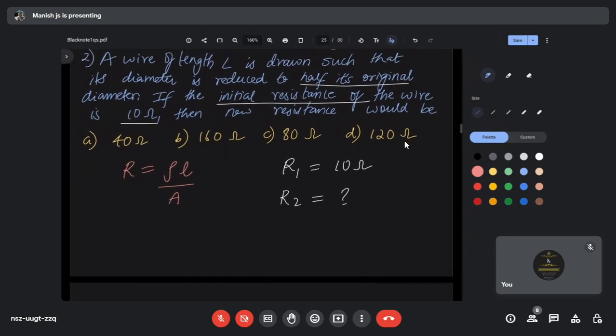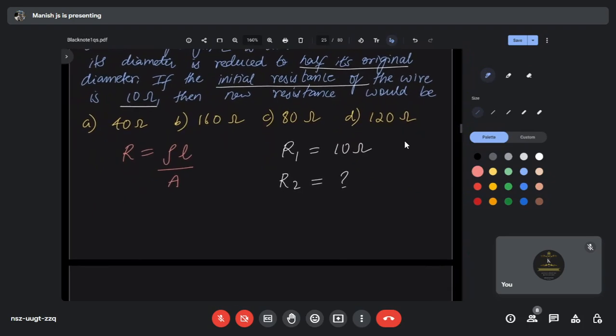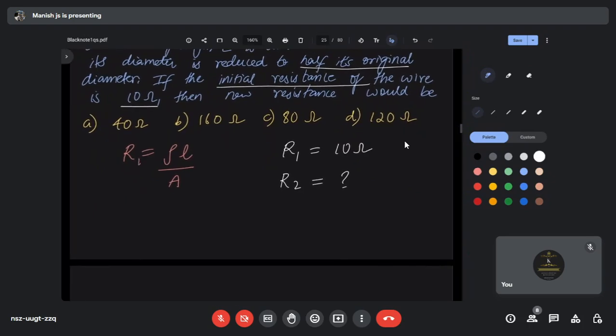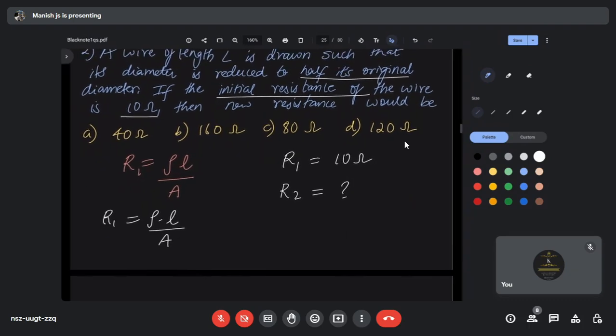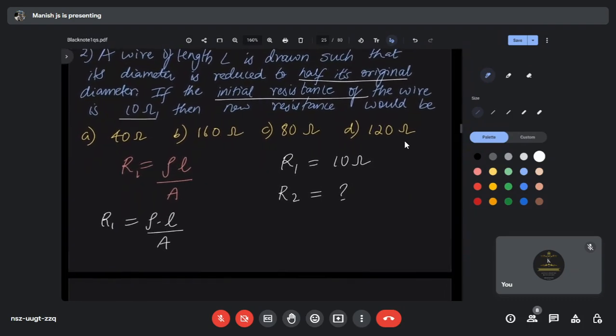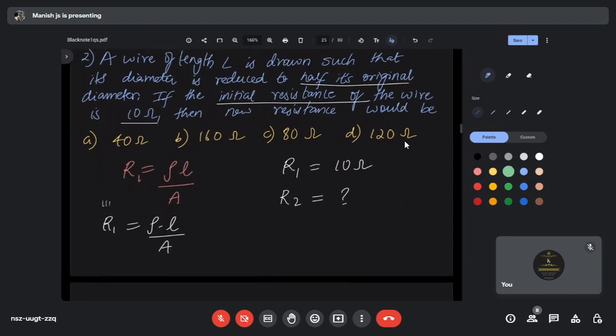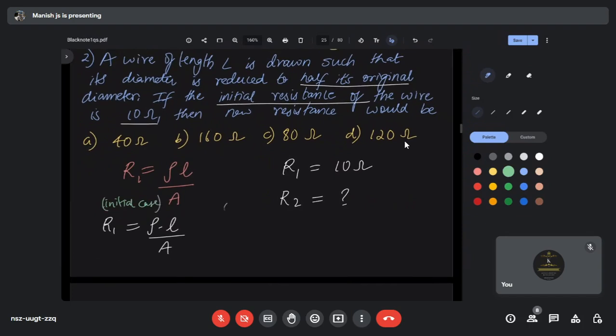Okay, so in the initial case, I have written the formula on the left side, look. So R1 is equal to rho times L upon A. This is a general case. Okay, now R2 case, this is the initial case. So I'll mark initial on top. This is the initial case. Now this is a final case.